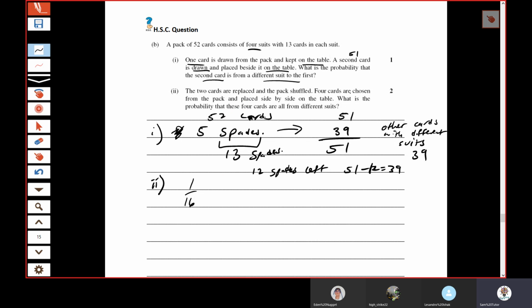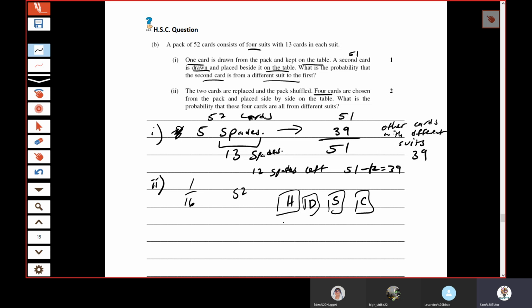Yeah, so 4 cards. Let me think about it one more time. 4 cards are chosen from the pack. So we've got 52. We're choosing 4 cards. It's saying place side by side. What is the probability that these 4 cards are all from different suits? That feels a bit like combinations. So this has to be a heart, this has to be a diamond, this got to be a spades, this got to be a clubs.